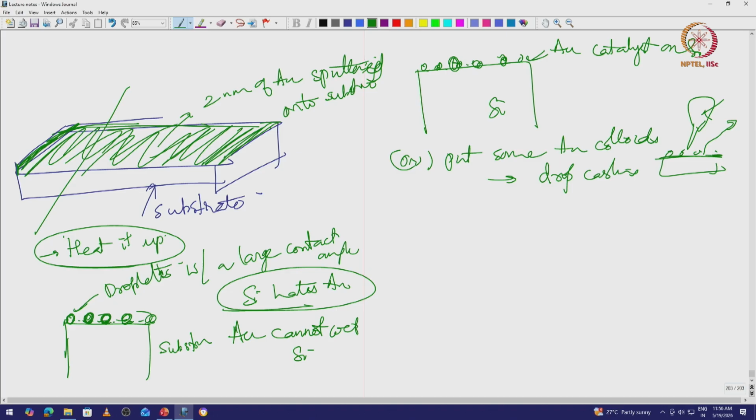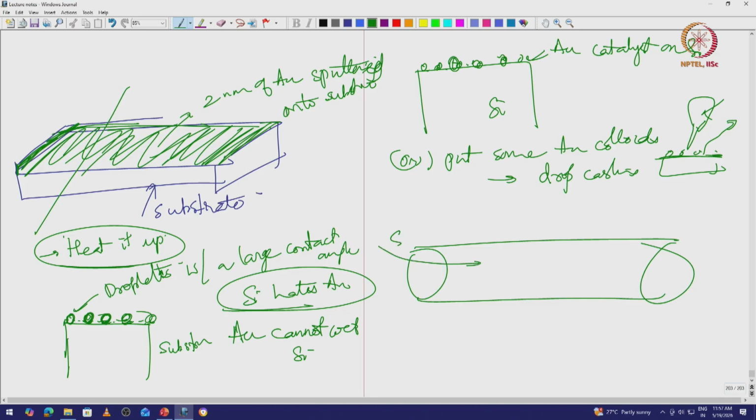Now, to this gold I send in a precursor. I put this entire thing in a furnace. Silane is a source of silicon. I want to grow silicon nanowires, or any nanowires, so I need to have a precursor. This furnace is connected to a vacuum pump, and so it is heated up.